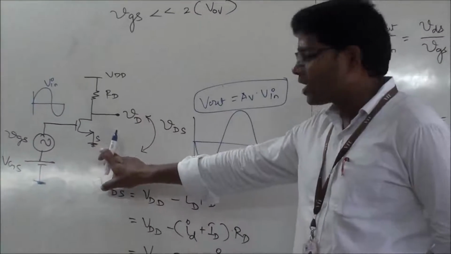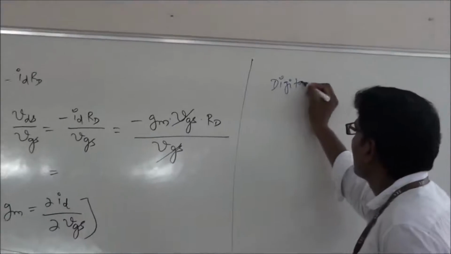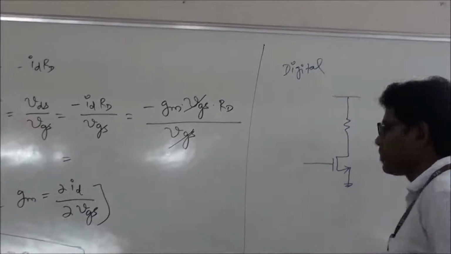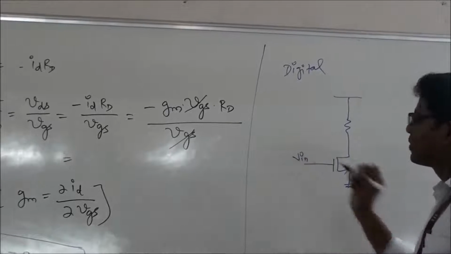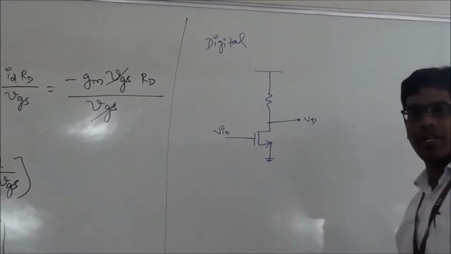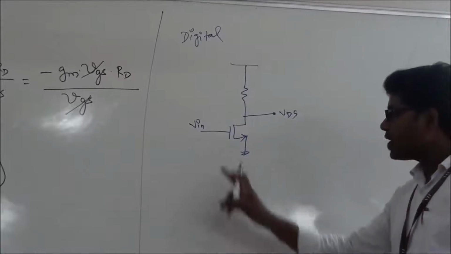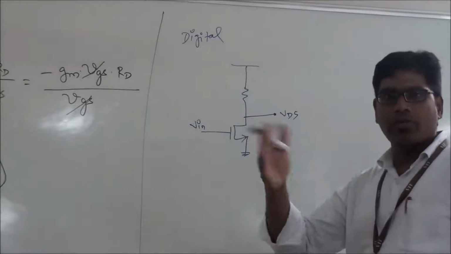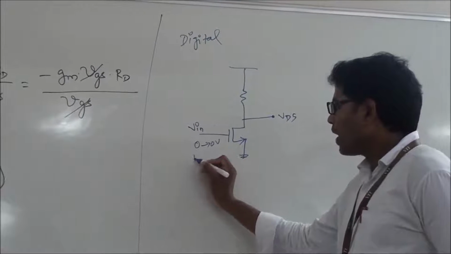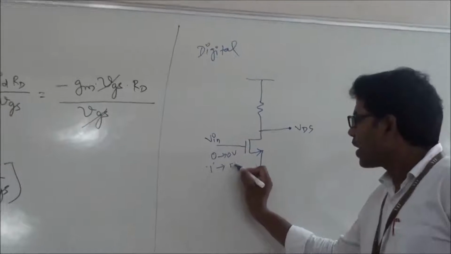Now the same circuit, if you take it in a digital network, can be discussed like this. I am giving V in, and I am taking my V out across VDS. Point is clear? If it is digital, usually you will give 0 or 1. So 0 means 0 volts. Logic level 1 is say 3.5 volt or 5 volt, whatever it be. So let me consider it as 5 volt.